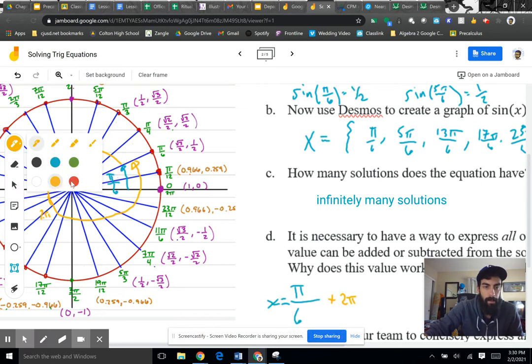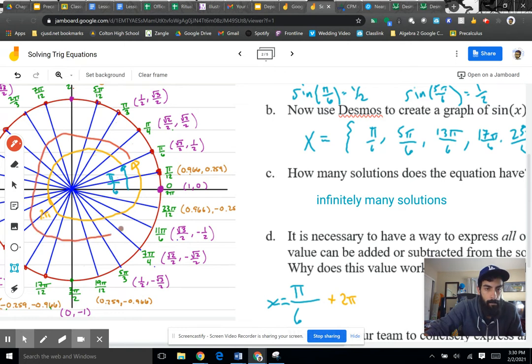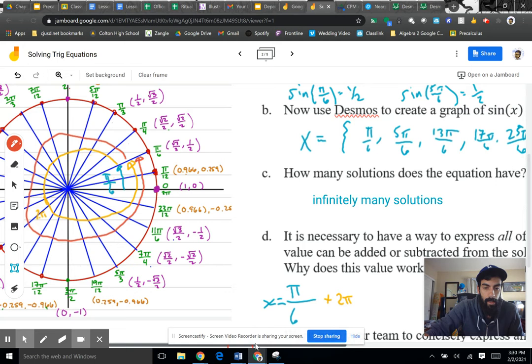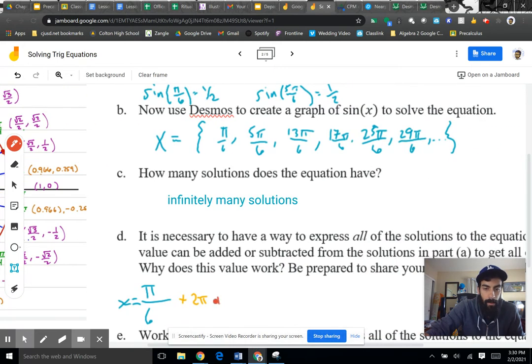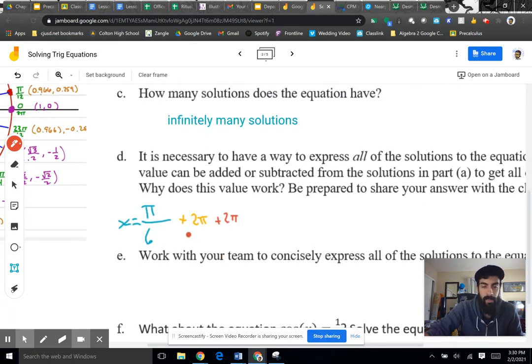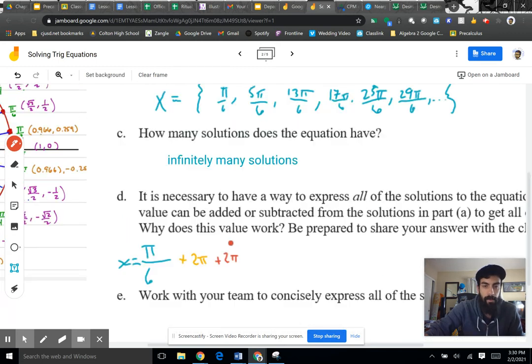I could do that again if I added another trip around the unit circle. Now I've gone around the unit circle from pi over 6 another time. So it's like I'm adding 2 pi again. That would give us the third solution. So we'd just keep adding 2 pi to get each next solution. We could do the math to find the solutions, but I think we're starting to get the point. If I were to do this another time, I would add 2 pi again.